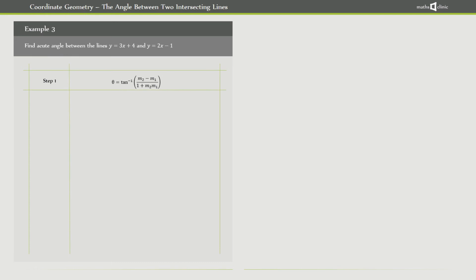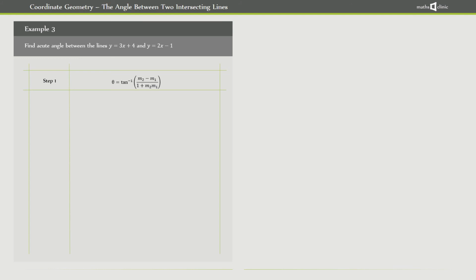Now that we have the formula, we need to identify our parameters, i.e. m2 and m1. But there's something very interesting here. Which line would you say is m2, and which line would you say is line 1? It doesn't follow the way it's written in the question. You can't just say y = 3x + 4 is line 1. So how do you know which line is line 1 and which is line 2?